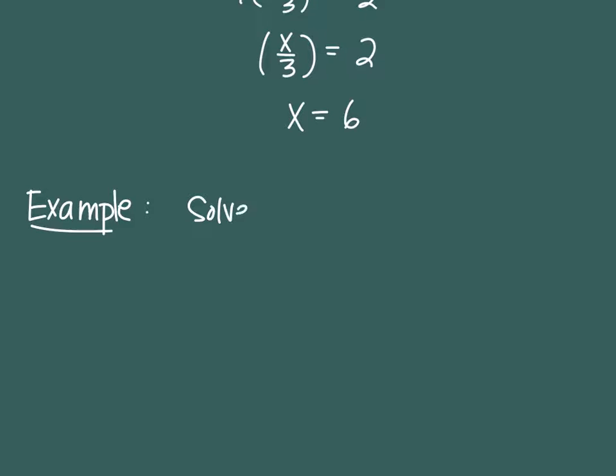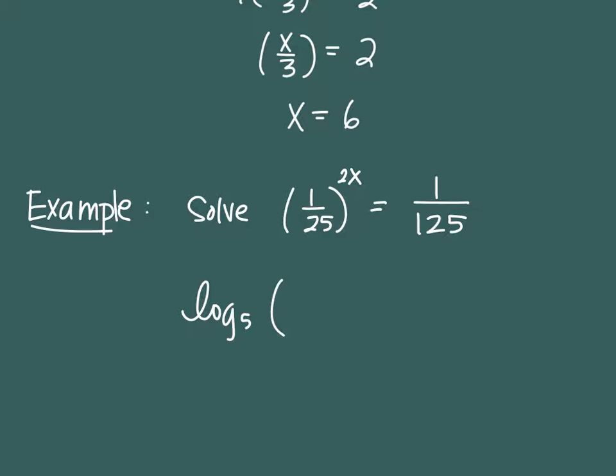So if you had to solve (1/25)^(2x) equals 1/125. All right, what gets rid of the 1/25? Same answer as the last 3 questions we've done. What gets rid of that thing that's in parentheses? A log. But what log? Oh, now you're getting it. Log base 5. Now, why would you choose to use a 5?